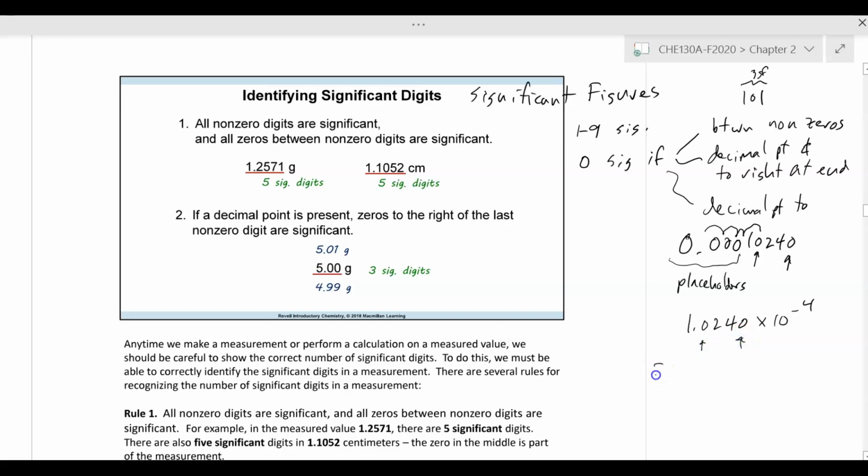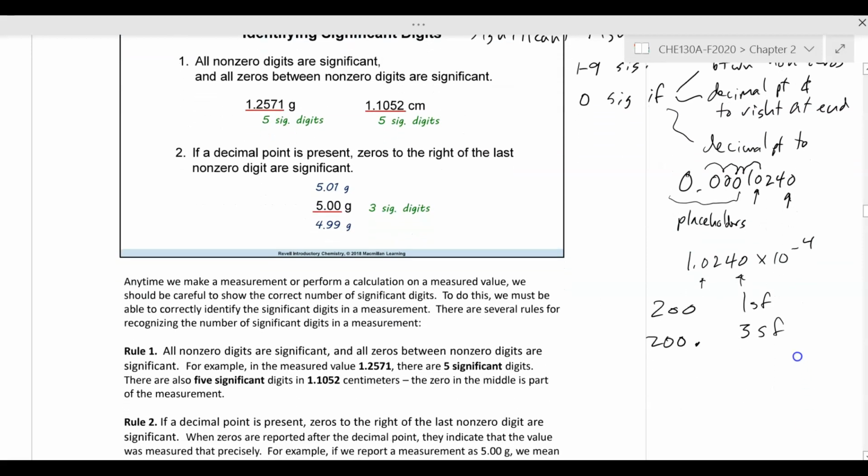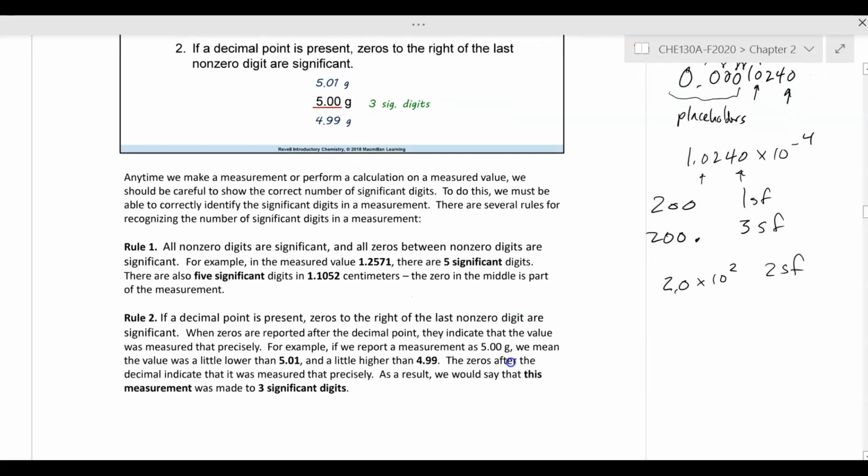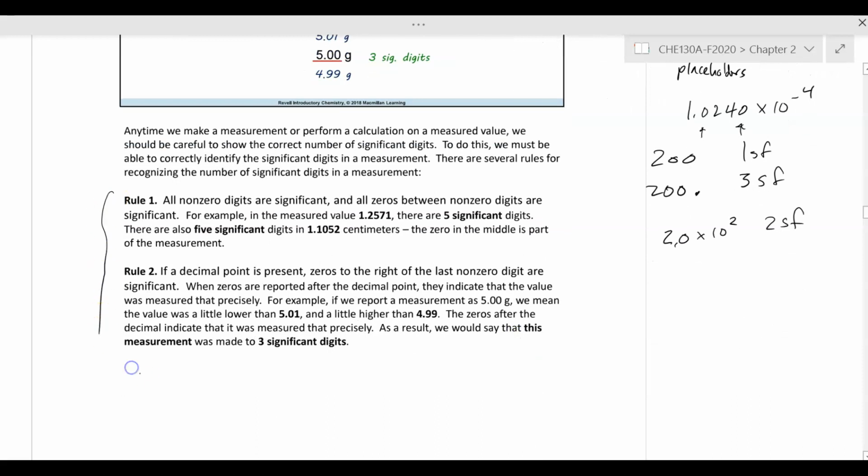If I write 200, that's only one significant figure, unless that decimal point is there. If I write 200 with a decimal point, that's 3 significant figures. If I want to write 200 to 2 significant figures, I'd have to say 2.0 times 10 to the second. That's the version with 2 significant figures. So you have those rules here about the zeros, a slightly different version of them, I'm sure.